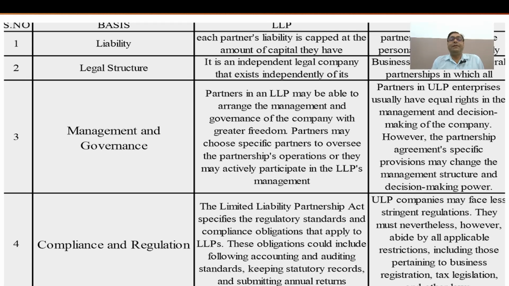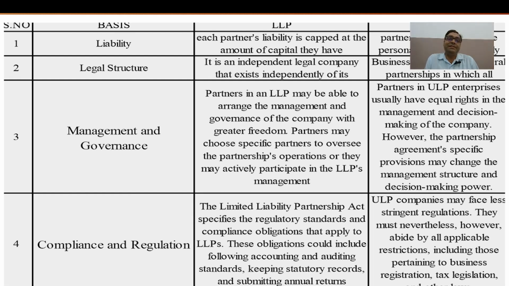On the basis of liability, we will discuss the difference between LLP and ULP on four parameters: liabilities, legal structure, management and governance, and compliance. First of all, in liabilities, as we have already discussed in detail, here is the overview of the difference. In an LLP, each partner's liability is capped at the amount of capital they have contributed. Suppose one person is coming with 4 crore rupees and one person with 40 crore. It is not equal rights. Partners in a ULP are personally liable.